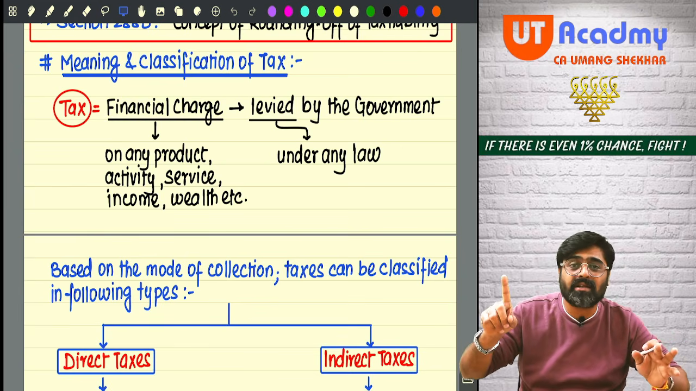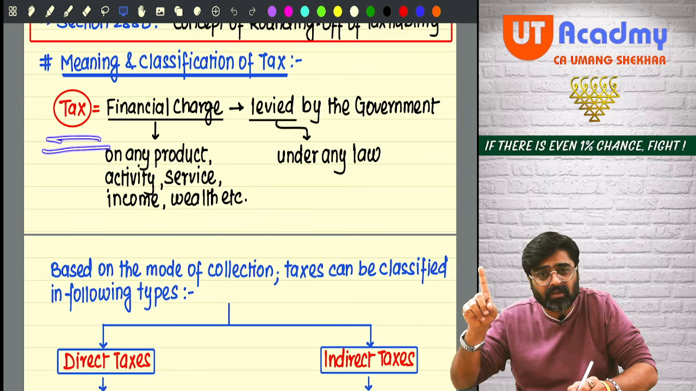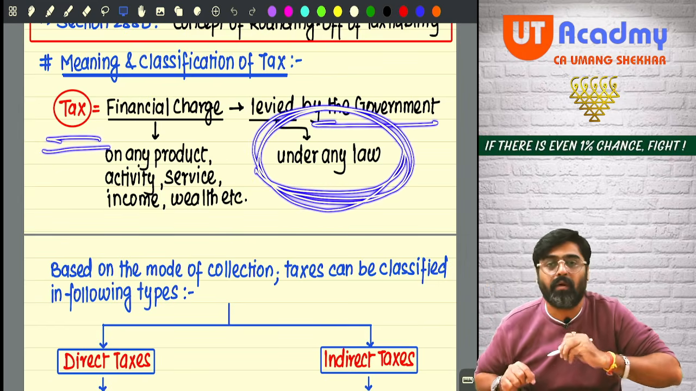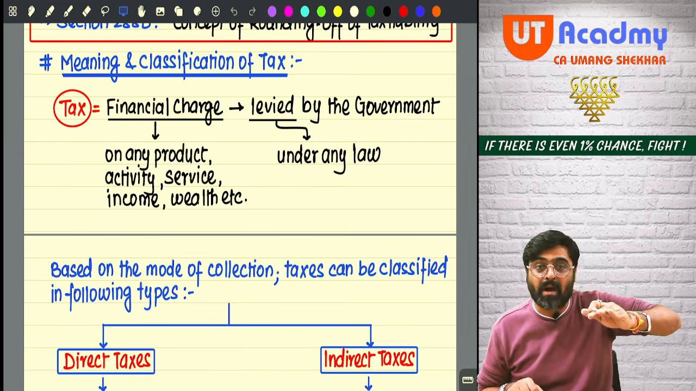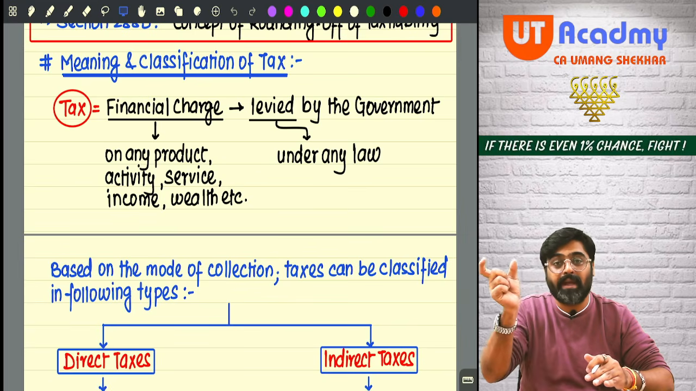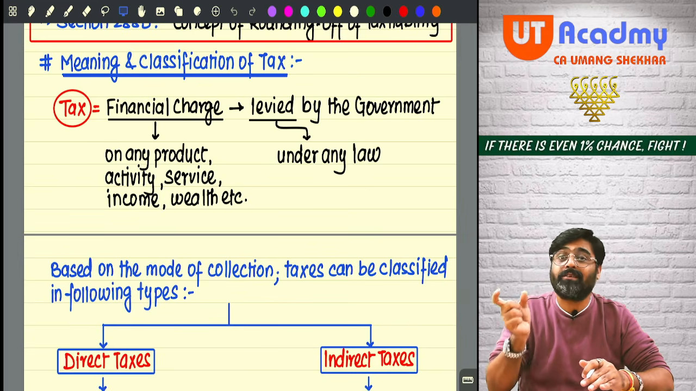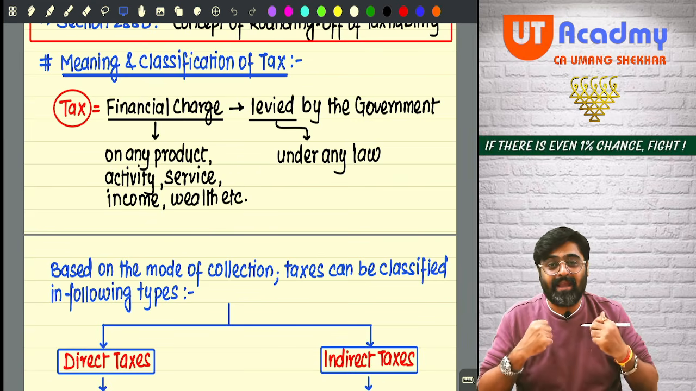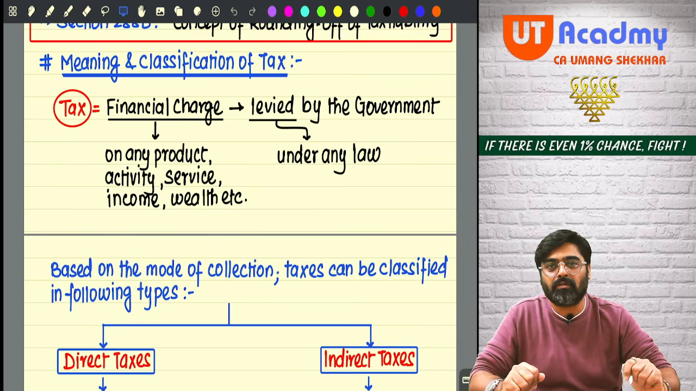But that financial charge, to be called a tax, has to be made by the government under any law. The law should give the power to the government to create this charge, and to collect it from you. How can I so confidently tell you this?